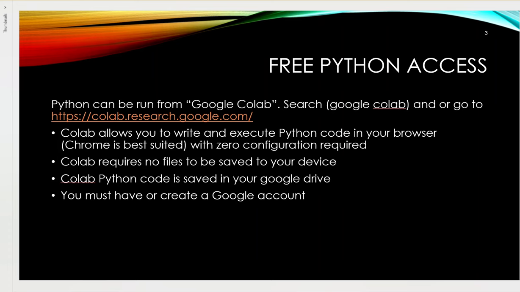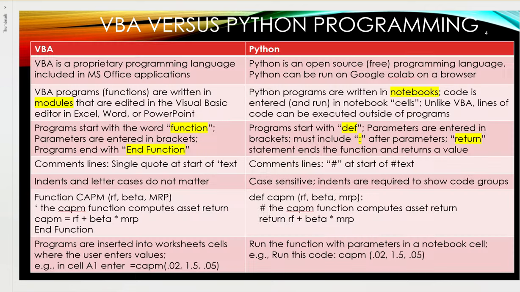So again, Google Colab allows you to write and execute Python code in your browser. By the way, Chrome is best suited, so I recommend you using Chrome for these exercises. And it has 0 configuration required. In other words, Colab requires no files to be saved to your device. Colab Python code is saved to a Google Drive. However, you must have a Google account created to do the next section.